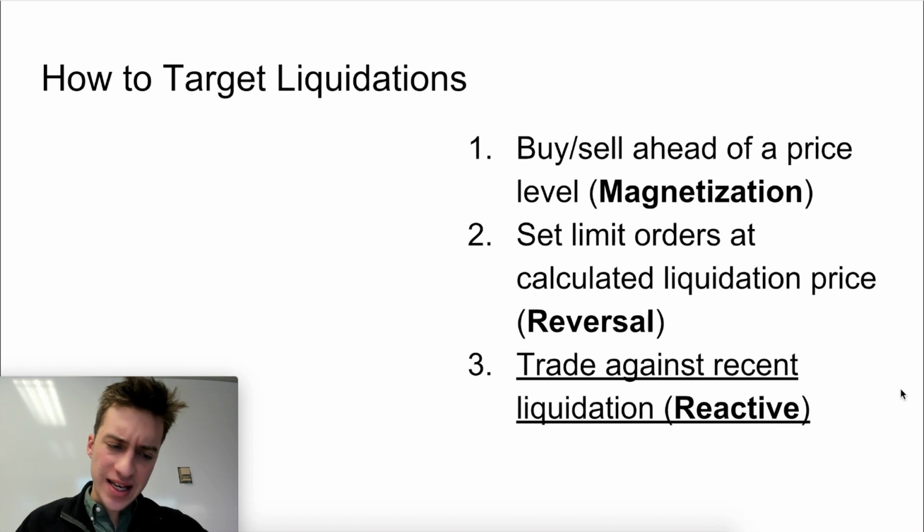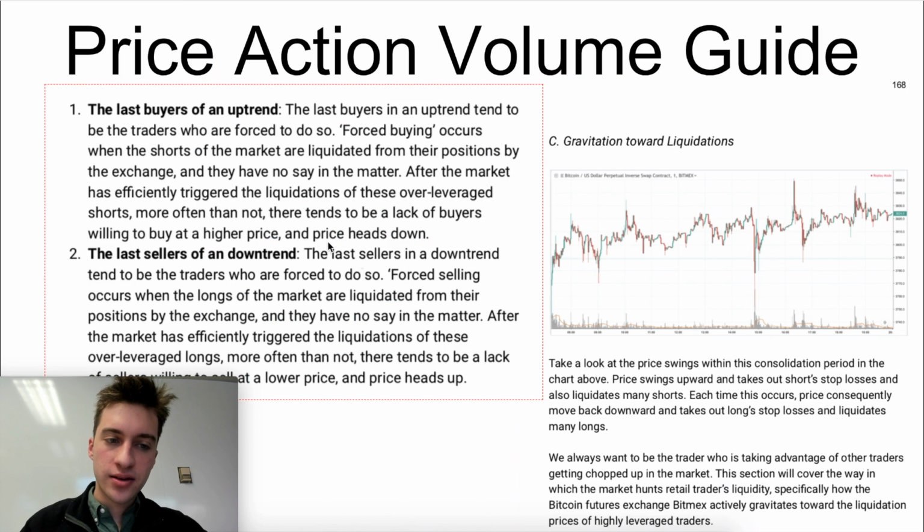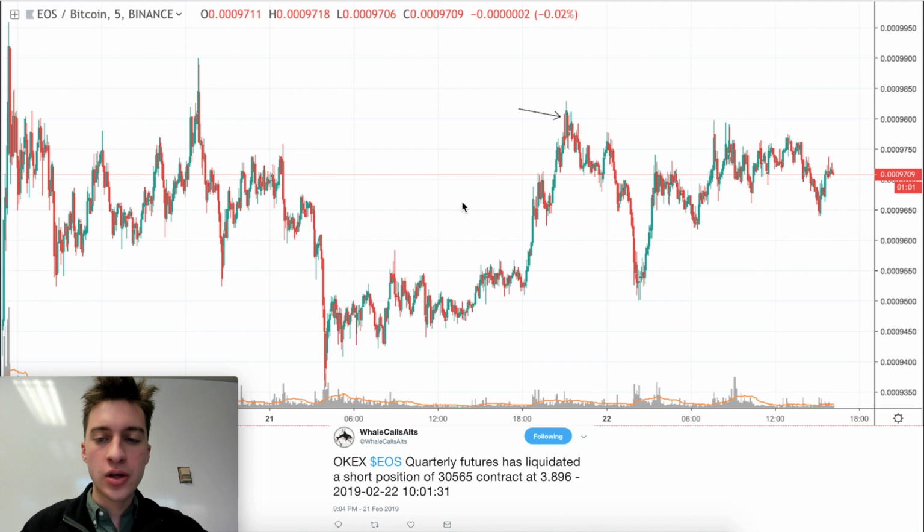Now, of course, just because a lot of traders get liquidated does not always mean that the price is going to reverse. It just tends to reverse more often than it continues moving in that direction, because the last buyers of an uptrend are typically the ones who get liquidated or forced buyers, and the last sellers of a downtrend are typically forced sellers. All right, let's go into example number 1.